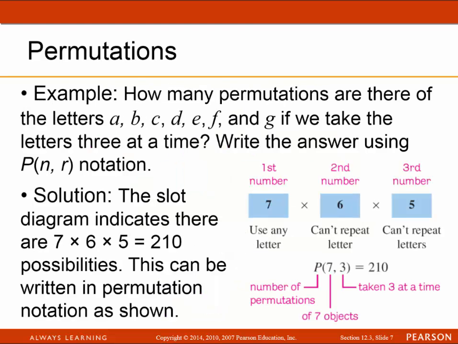The next example. How many permutations are there of the letters A, B, C, D, E, F, and G if we take the letters 3 at a time? If you notice, we actually have 7 letters. We're going to choose 3. So we're going to go ahead and write this using permutation notation. Now using the slot diagram, we see that we have 7 for the first choice, 6 for the second, and 5 for the third choice, which gives us 210 possibilities. So the number of permutations of 7 objects taken 3 at a time is equal to 210.